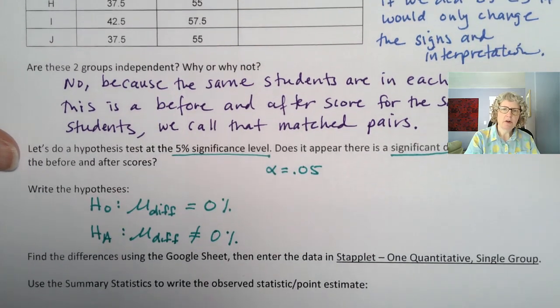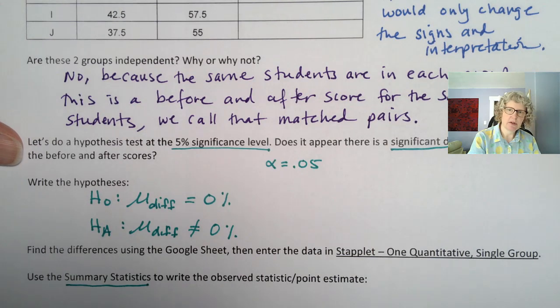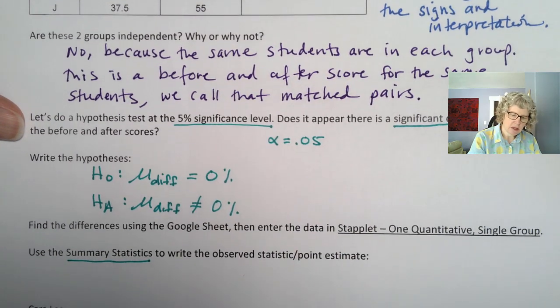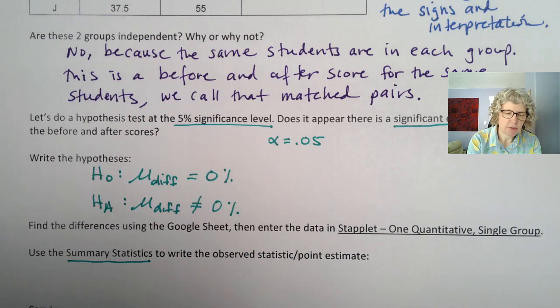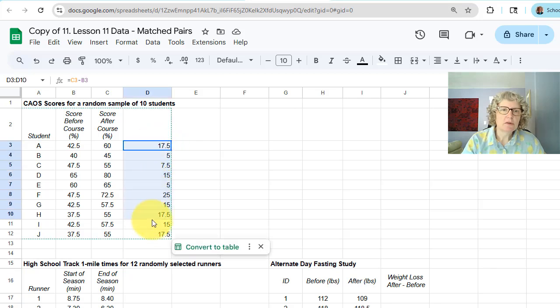Okay, so we have already found the differences in our Google Sheet. Now we're going to go ahead and put that into Statlet, and then we'll get our summary statistics, okay? Also, I think on the next page, we're going to check the conditions and make sure we can do this. Okay, so let me put this into Statlet.